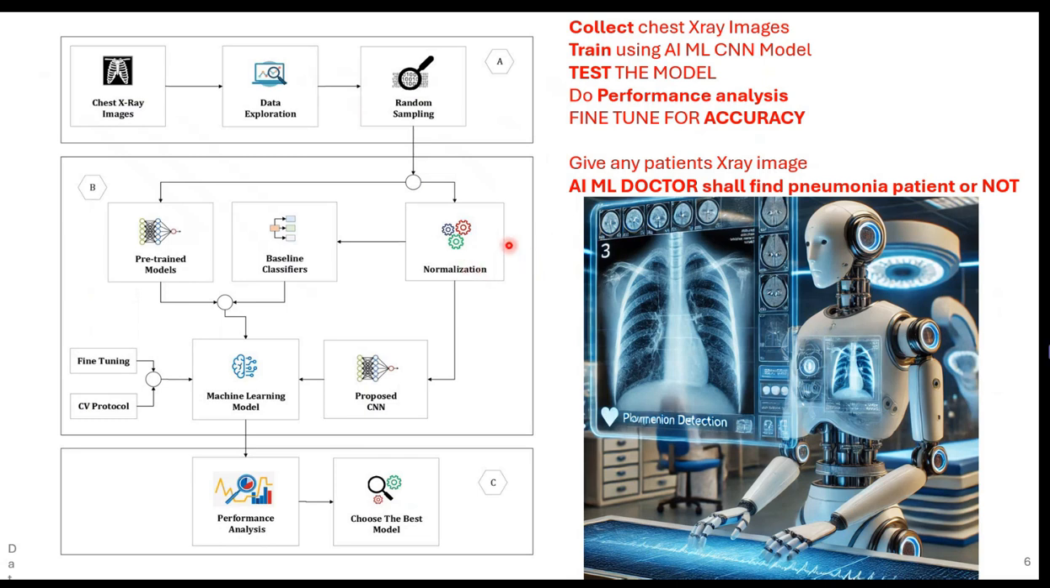So we will go through the process. The overall process is as shown. The first step is to train your model using the AI/ML CNN model. Then test the model: you give some images and see that it is working. Then do the performance analysis to see how accurate it is. Then you fine-tune so that your accuracy is much better. That is the overall process in AI/ML image processing.